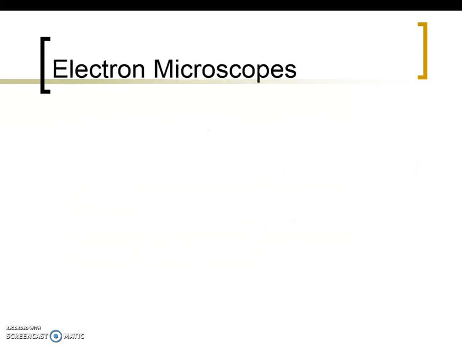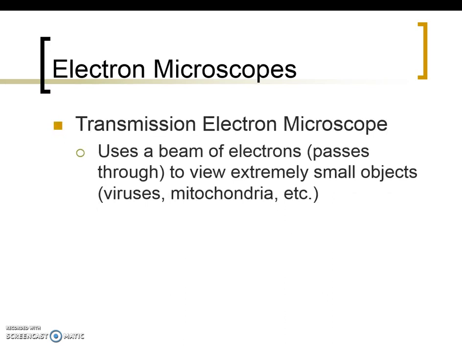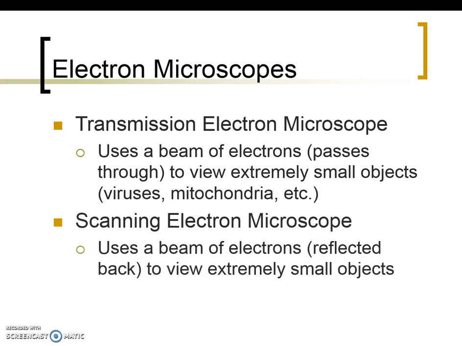So now we get to the electron microscope, which is a whole other kind of thing, a whole different type of technology. So we've got the transmission electron microscope, which uses a beam of electrons. The electrons pass through the object, and this is used to view extremely small objects such as viruses and mitochondria. The scanning electron microscope uses a beam of electrons that's reflected back in order to view extremely small objects. So really, you can use the TEM or the SEM to look at the same object. You just get a little bit different of a view.